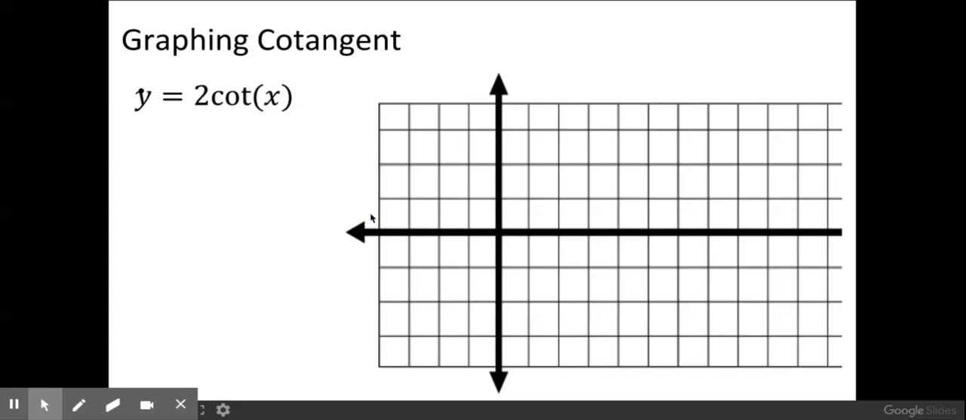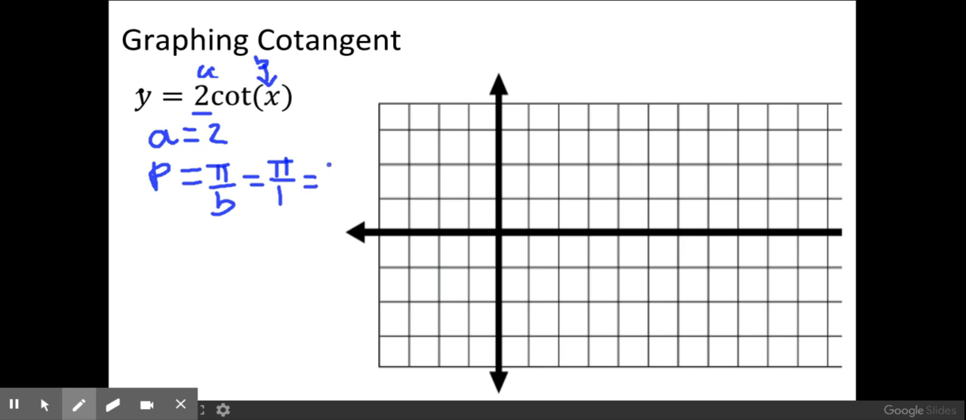For this video, we will be graphing the cotangent function. So to start out, we need to list out the amplitude and period. So here my amplitude is 2, always comes from the number in front of the function, and then b is going to help us with our period. So the formula for period for cotangent is pi over b. So b in this case is 1 because there is no number there, so our period is pi.